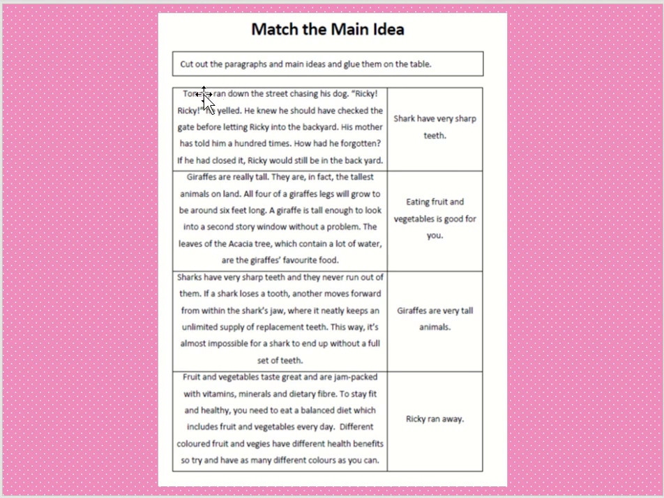Okay, you will need to read the paragraphs first and then decide what is the main idea that they're trying to say. What are they trying to tell you? Okay, and then match it up. Or what you can do is, on a piece of paper, you can just match it up. So you can number them 1, 2, 3, 4, and then you can match up the main idea. Okay, so that's one way or two ways that you can do it.